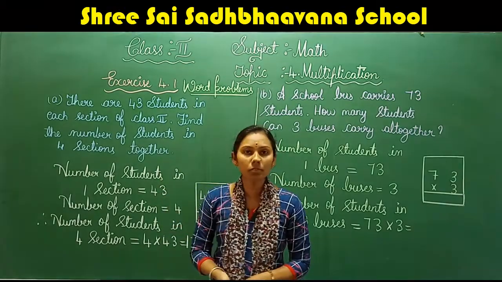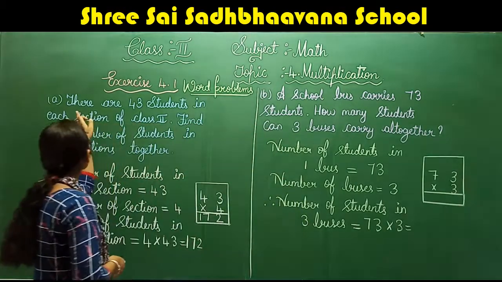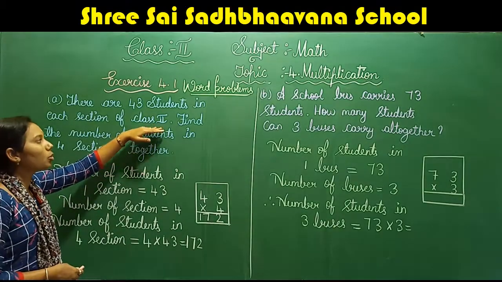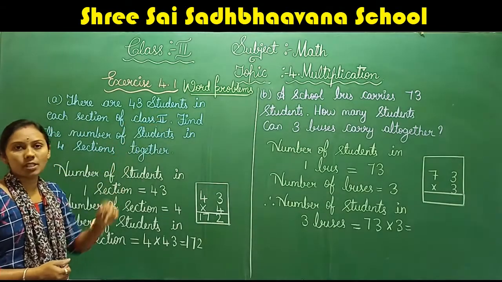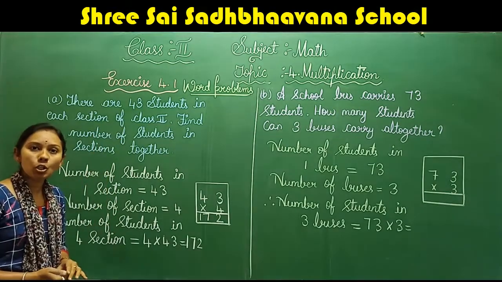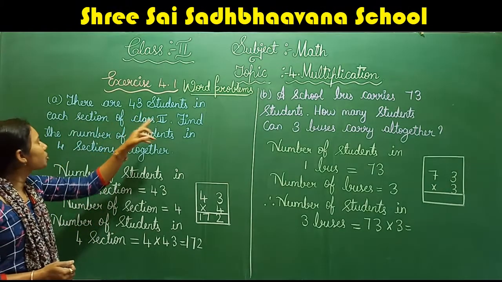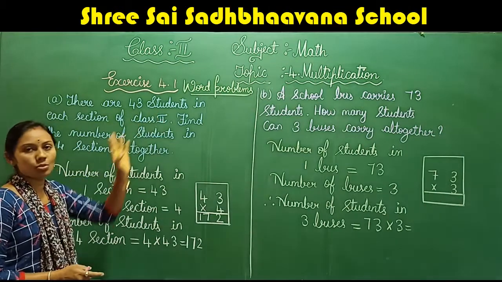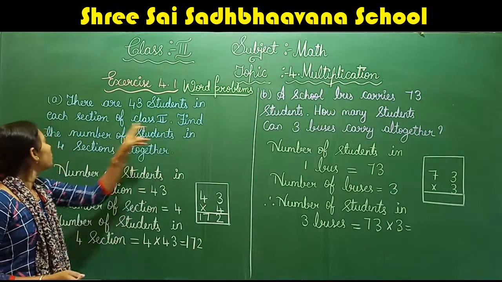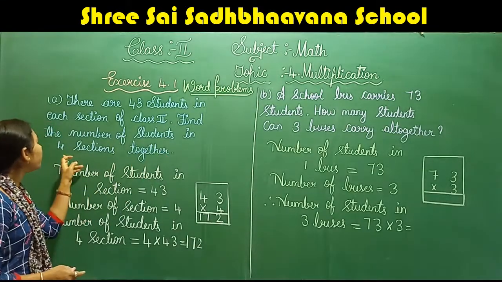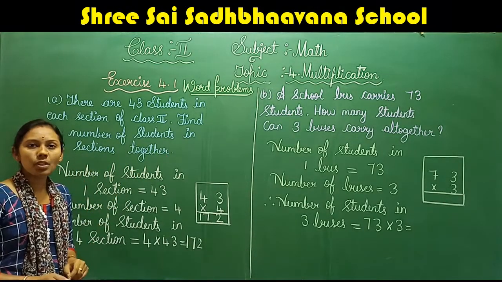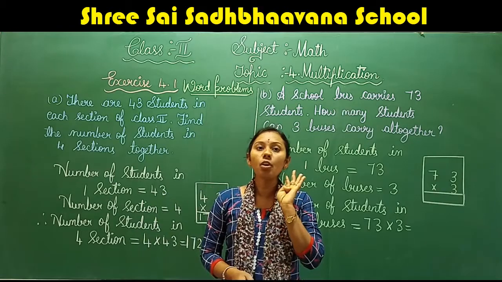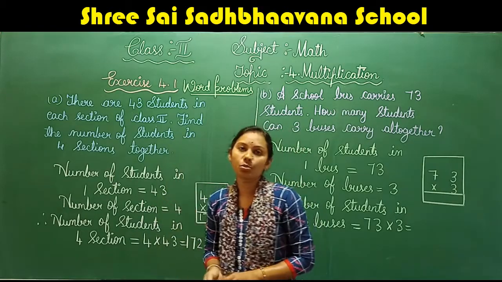Yes children, now what problem will we do. Okay, the first one is, there are 43 students in each section of class 2. So what do you mean by this? Each section means in one section there are 43 students, in class 2. So find the number of students in 4 sections together. So what do we have to find here? We have to find the number of students in 4 sections in class 2.